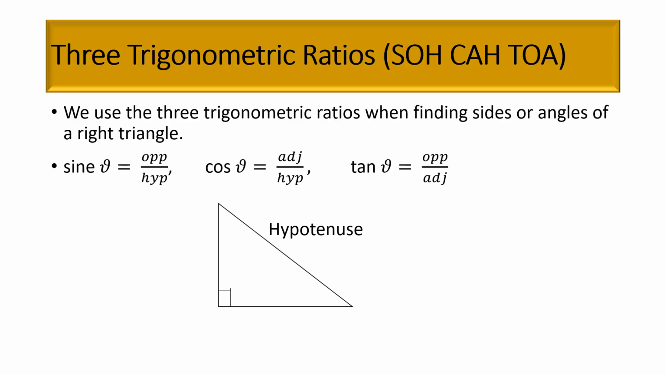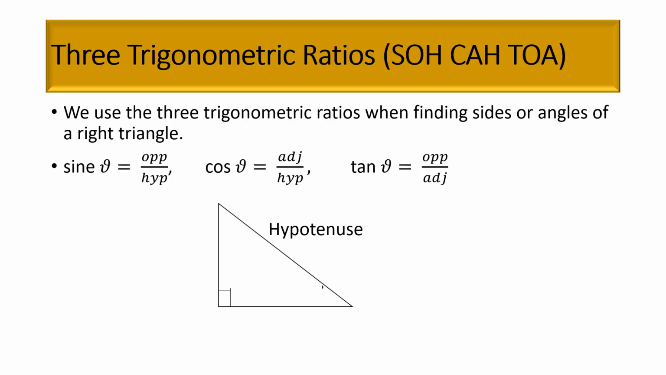Soh Cah Toa. The three trigonometric ratios are abbreviated as Soh Cah Toa, and we use them when solving for a right angle triangle, whereby you're looking for a side or an angle of that right angle triangle. These three are: sine theta is equal to opposite over hypotenuse, cos theta is equal to adjacent over hypotenuse, and tan theta is equal to opposite over adjacent. To use one of these, you need to identify which one will be opposite, which one will be your adjacent, and which one will be your hypotenuse.